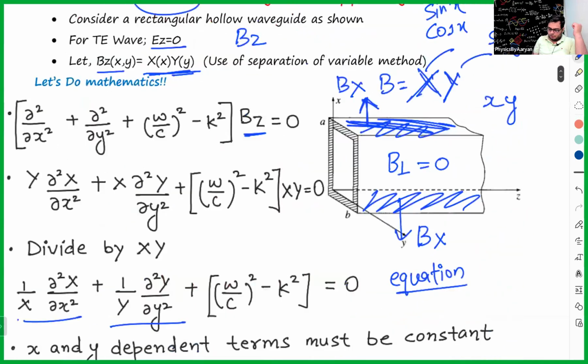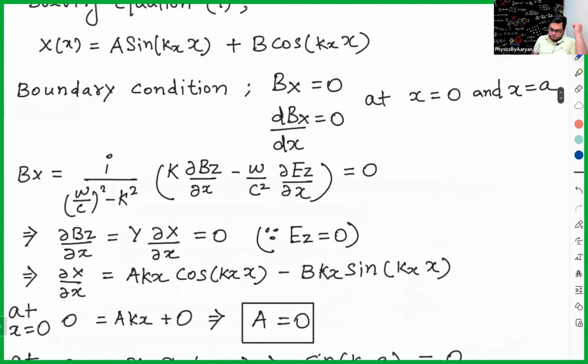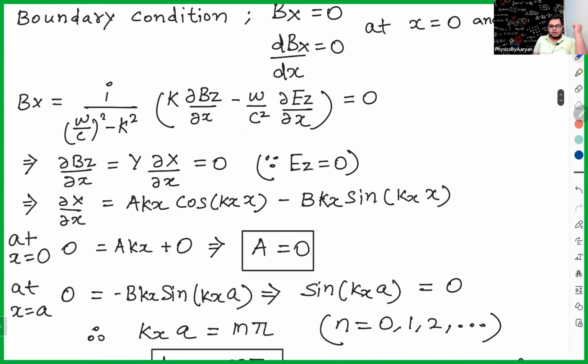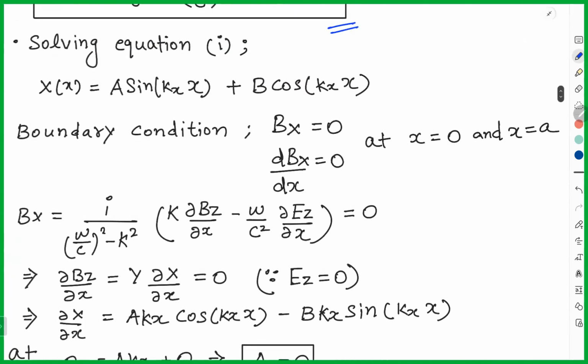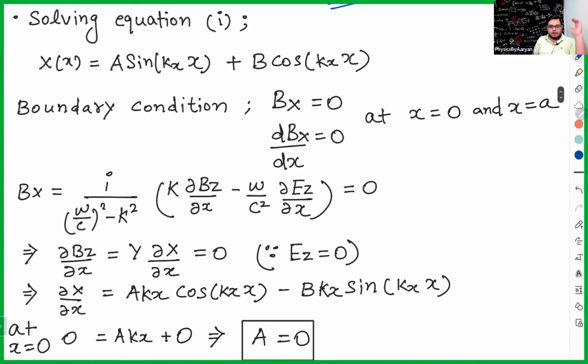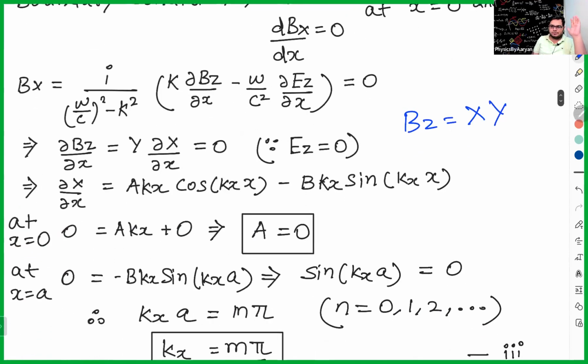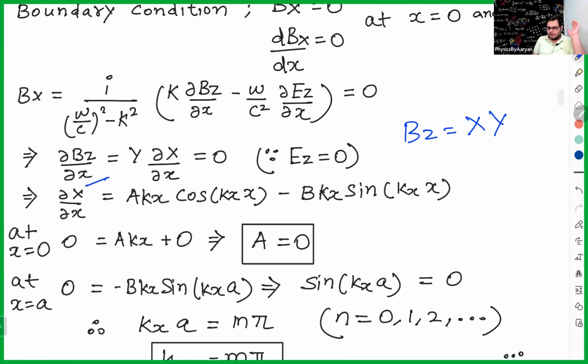And that is exactly what I'm going to use. I am going to say that ∂Bz/∂x has to be 0. Any doubt? Okay. And what is Bz? How did I write Bz? I wrote Bz as X(x)Y(y). And since it is a derivative with x, you can take Y common. Why is Bx 0?